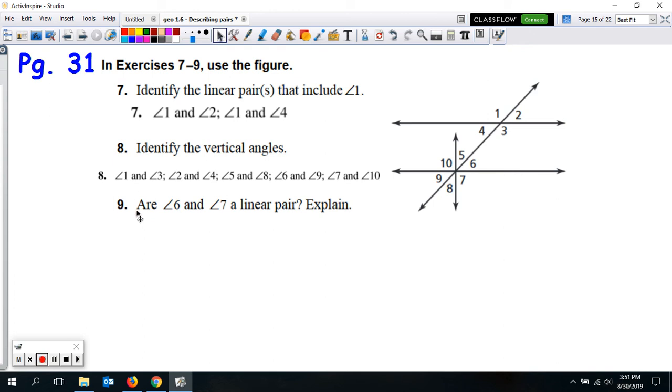Number 9 says, are angle 6 and angle 7 a linear pair? So we're looking at 6 and 7 here. Are they a linear pair? The answer would be yes or no, but it says explain why or why not. So think about that for a minute. See if you can decide yes or no, and figure out why or why not.